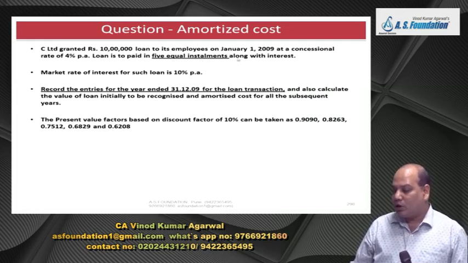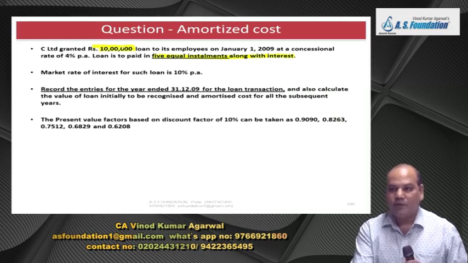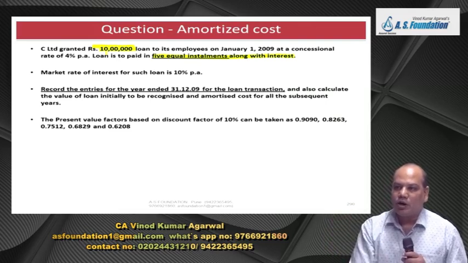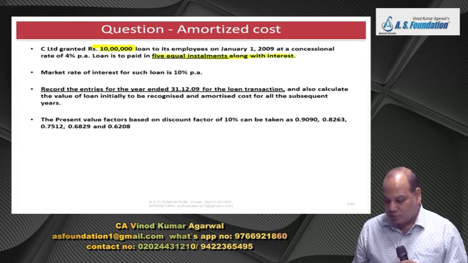5 equal installment along with interest. So the wording of the question, 5 equal installment along with interest, means this will be divided by 5 and interest will be paid on the outstanding balance. See, they can change the question like this also.